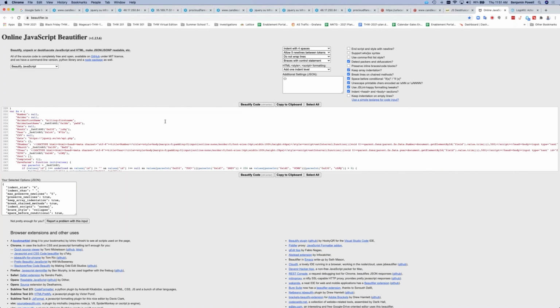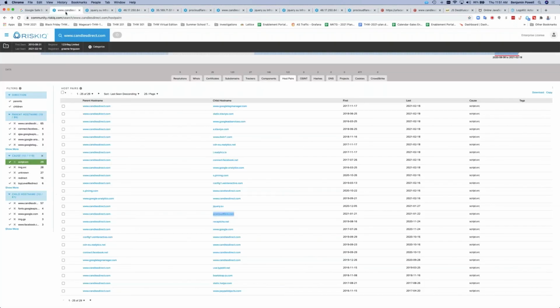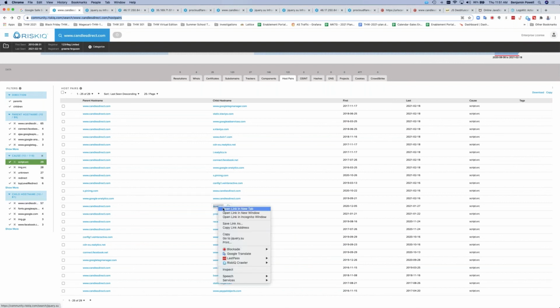Okay, so let's go back and let's look at the Candles Direct. Okay, so I'll paste this back in so everyone can start from the same place. So now that we're here, let's go through and let's see what we can do with this and figure out more. So from inside of here, if we filtered on scripts, so remember it's under cause, it will show me all the scripts. And we have this jQuery.su and this Pro Cloudflare. So let's go to the jQuery.su, okay?